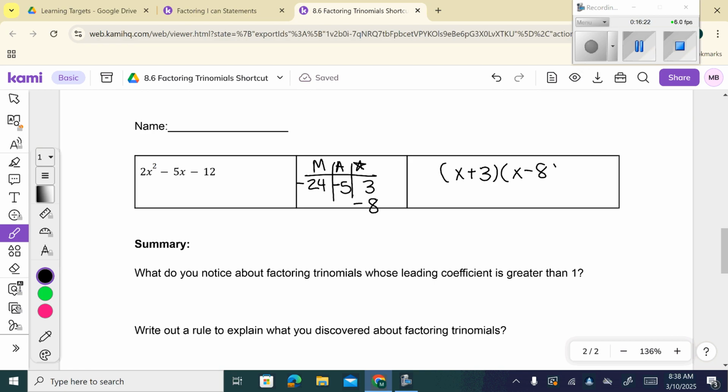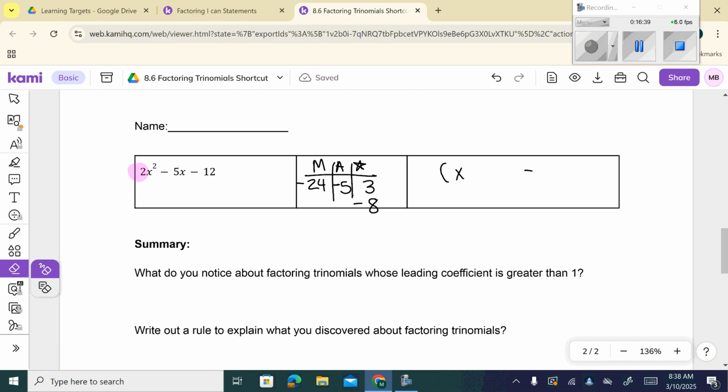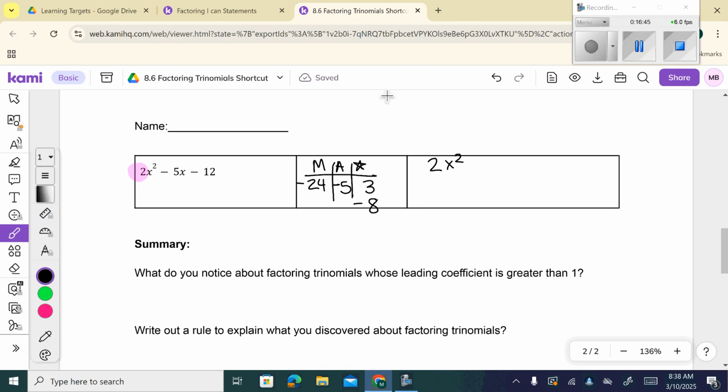Okay, wait, why not? Because first off, look at the coefficient. It's 2. So can I shortcut this? No, because to use the shortcut, the coefficient has to be what number? 1. So you're going to have to do this the long way.